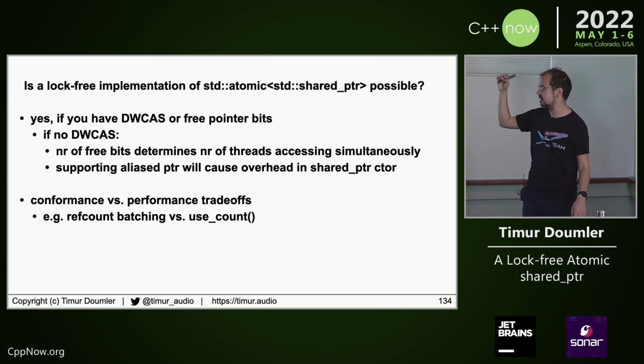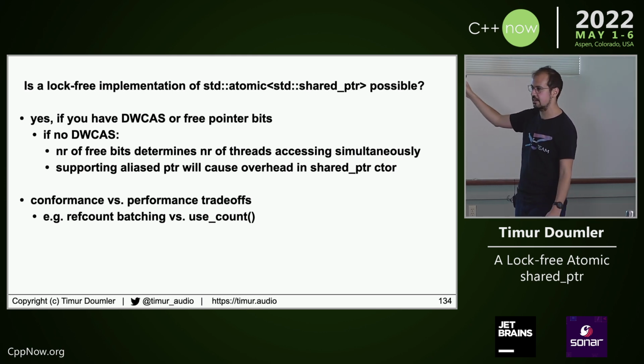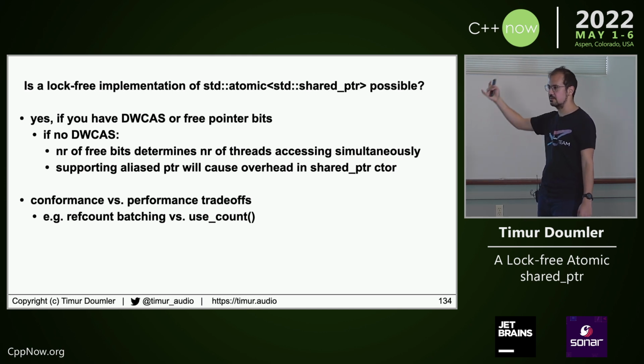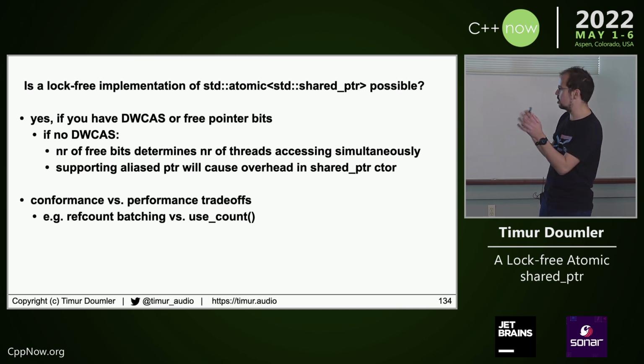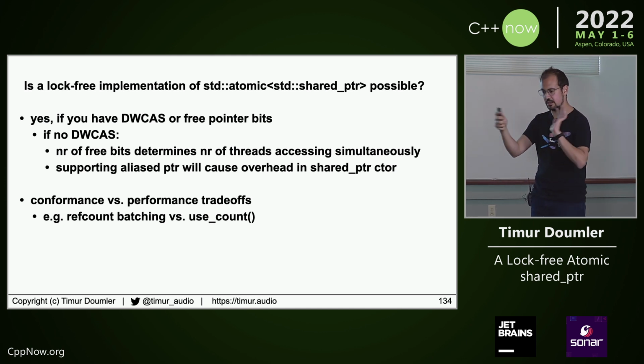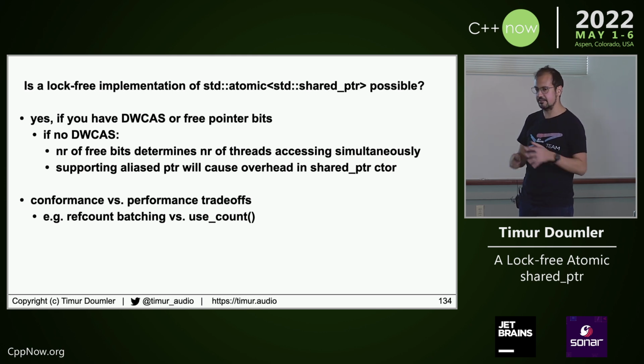And then there's a bunch of conformance versus performance trade-offs here. One example is that if you implement this refcount batching that Facebook does, you don't have a usable use count that you can expose to the user. And there are other things that you can do or not do, and it will restrict the API-level surface that you can meaningfully implement.